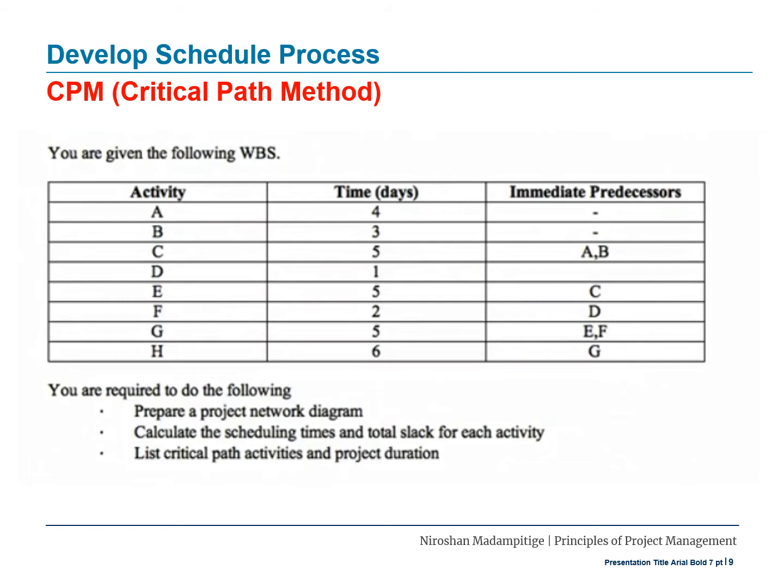So looking at this, you are required to do the following. 1. Prepare a project network diagram. Second, calculate the scheduling times and total slack for each activity. Third, list critical path activities and project duration. So at the end of the exercise, you will have a network diagram built with the times calculated and the critical path identified. Let's dig deeper and try to do this exercise.